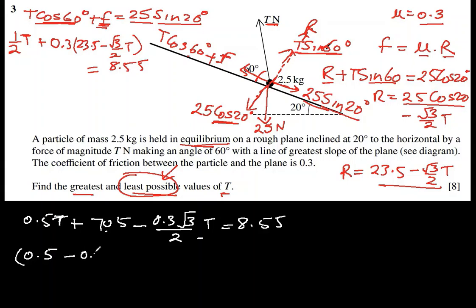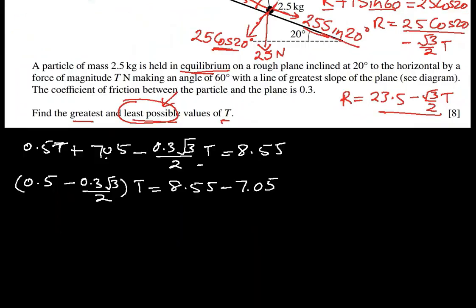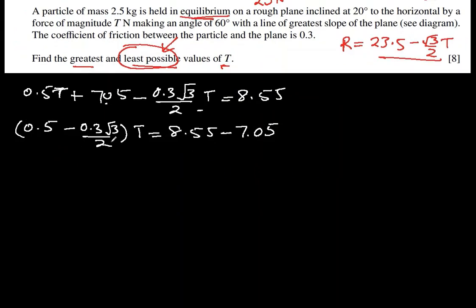0.5 minus 0.3 square root 3 over 2, and I'm writing t after this because both of them have t, and this 7.05 will come here. 8.55 minus 7.05. Now we have to evaluate again this part and this part. This part is easy, it is 1.5.